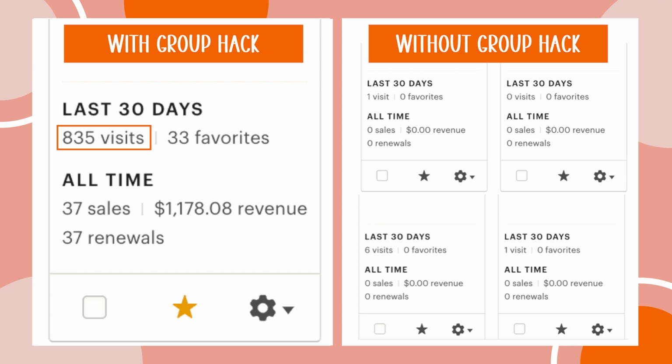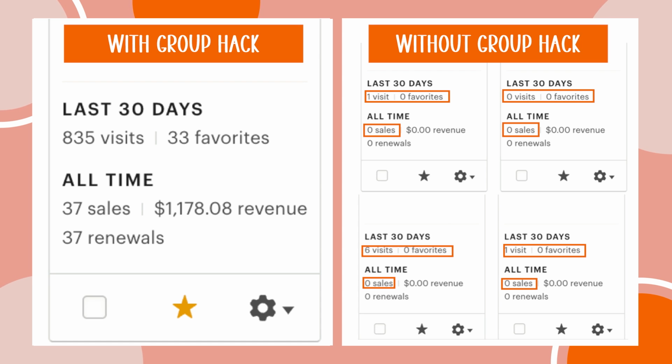It's got 835 visits, 33 favorites, and 37 sales. Same design, same SEO, that's your title and your tags, in the 4 listings that I'm showing on the screen on the right. But look at those different results. Most of those have 0 to 1 visit. That one there has 6 visits, no sales, and no favorites between all 4 of them.